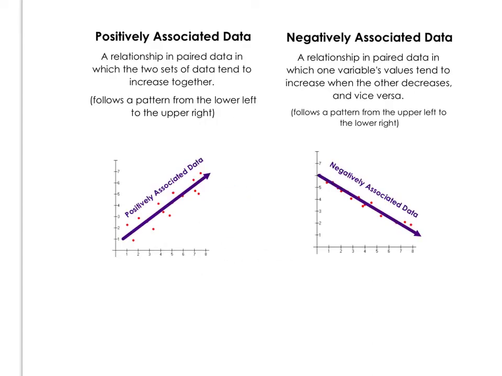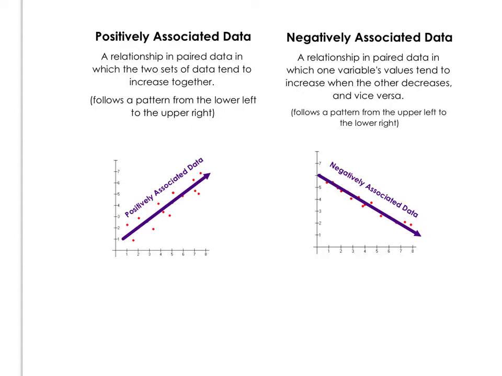On the left we've got positively associated data, and that's a relationship in which paired data in the two sets tend to increase together, and it follows a pattern from the lower left to the upper right. So it looks like it's going uphill from left to right, kind of like a positive slope. As we go this way, it seems like the data points go farther and farther up. As this one increases, this one also increases. So that would be positively associated data.